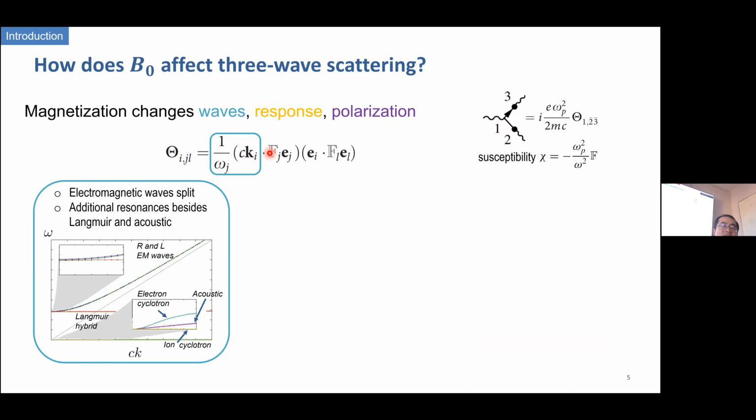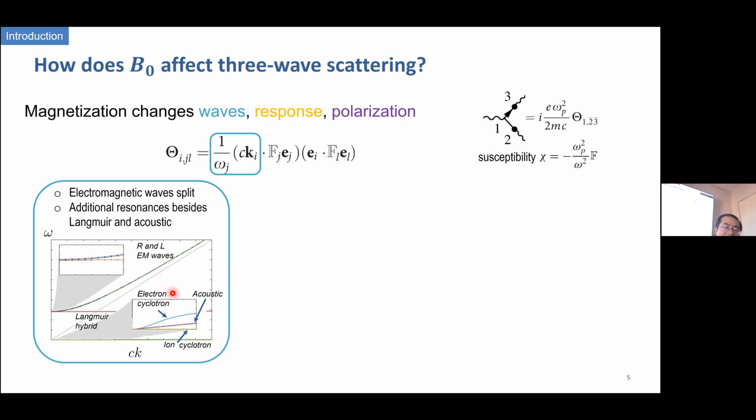Okay, but in this formula, there are three ways the magnetic field can change the coupling. And the first thing you can do is to change the linear dispersion relations, namely change omega and ck. So one obvious thing is in the unmagnetized case, the two electromagnetic modes are degenerate. But once you magnetize, they split into L and R. So that's for the laser.